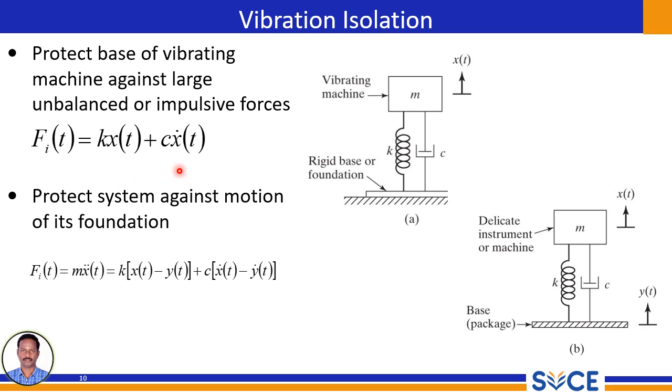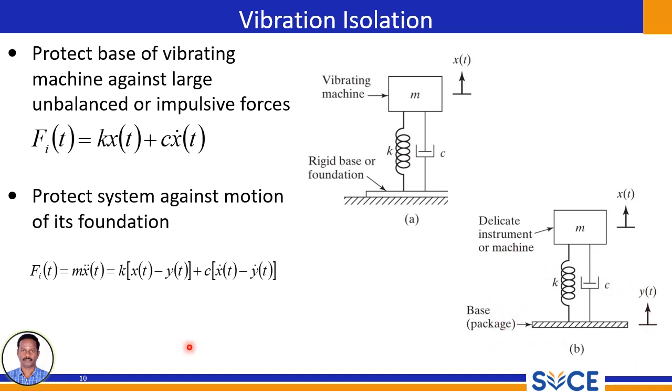Now let's look at the second scenario. Protect the system against motion of its foundation. In this case, we have a delicate instrument or machine also represented by mass M mounted on a base. However, this time the base itself is vibrating, represented by y of t. We want to protect the instrument from these base vibrations. Again, we have a spring damper acting as the isolators.